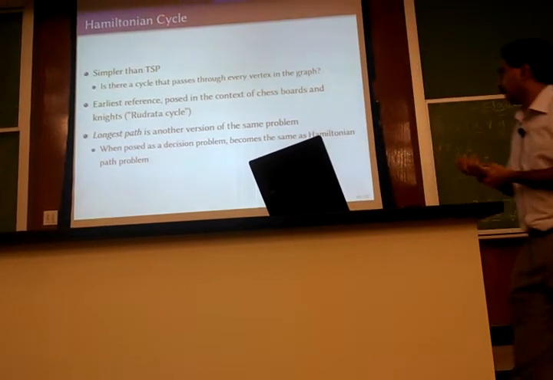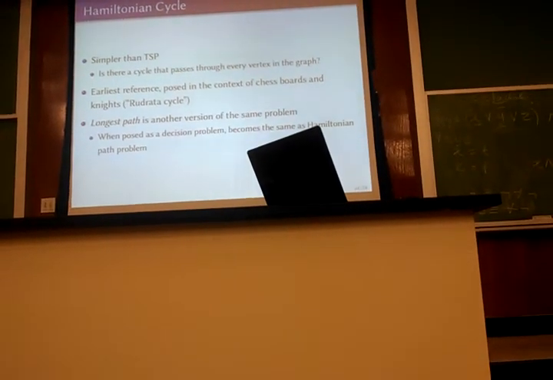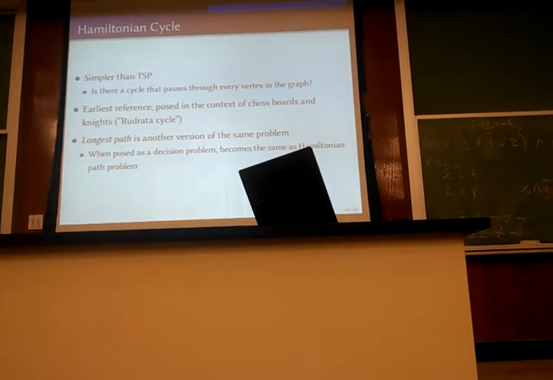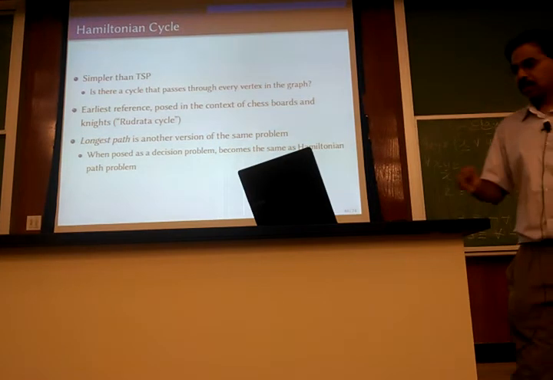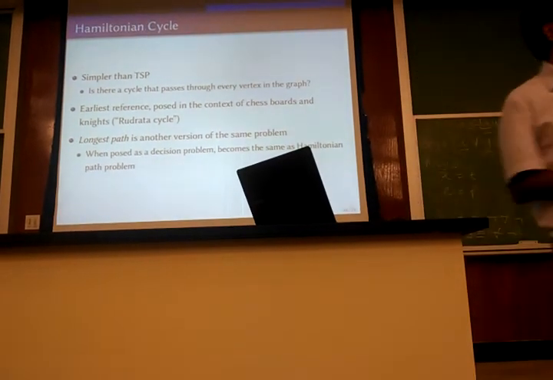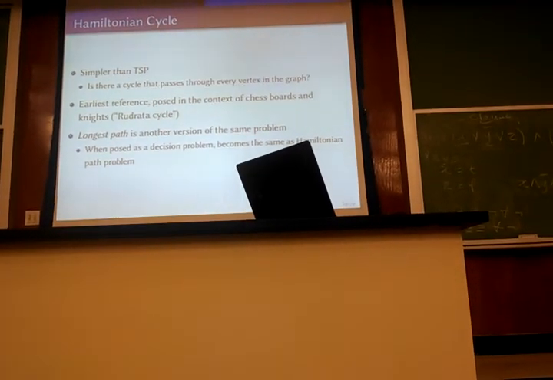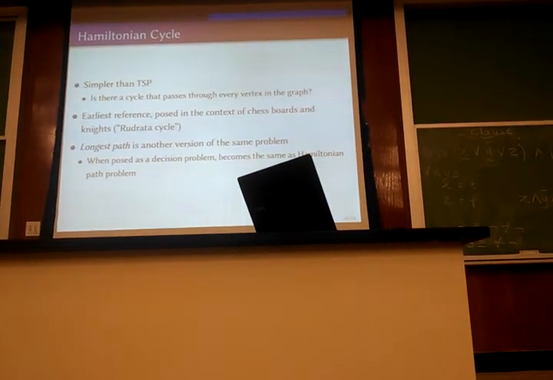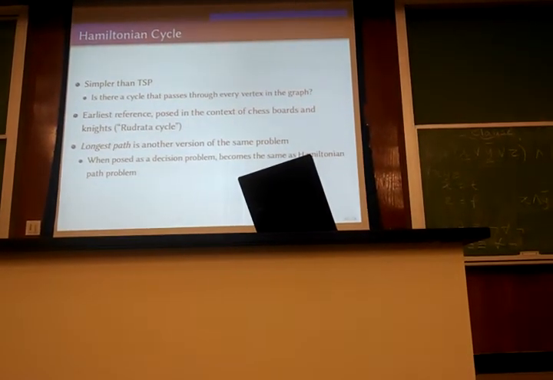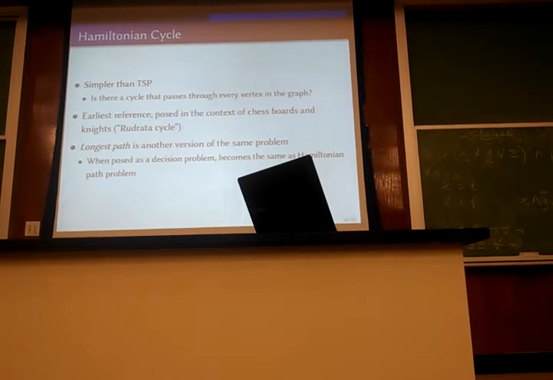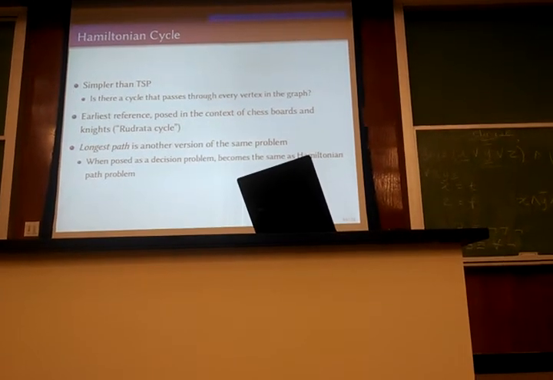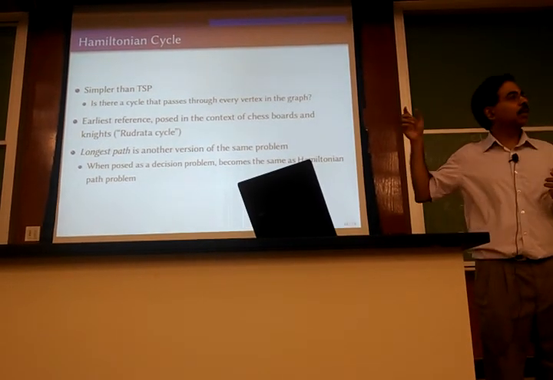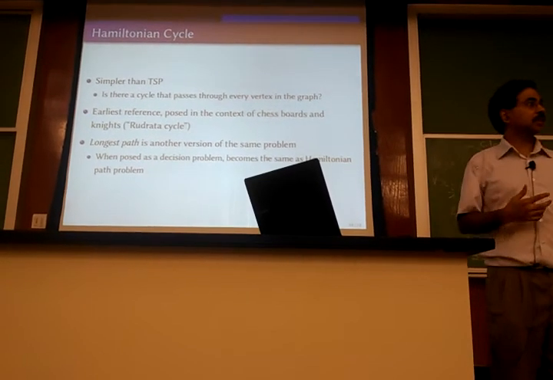Longest path is another version of the same problem. What is the longest path in this graph? Well, the longest path will be a Hamiltonian path, which is something that just doesn't complete the last link. It has to visit every vertex in the graph, but doesn't go from the first to the last or the last to the first.